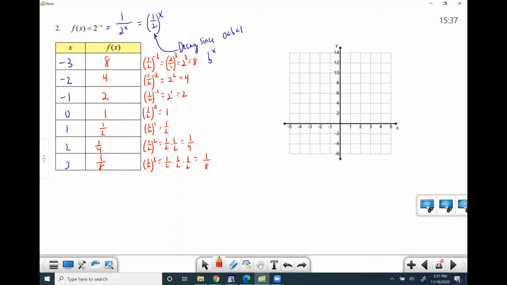All right, let's see here. Negative 3, 8. Negative 2, 4. Negative 1, 2. 0, 1. 1, 1/2. 2, 1/4. 3, 1/8. Oh my gosh, it's getting so small I can't even grab it now.